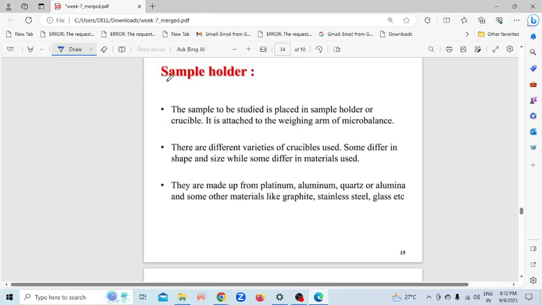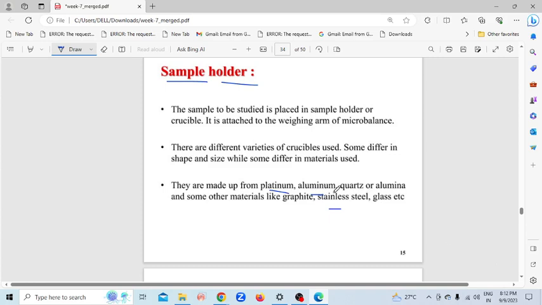Next, the sample holder. Sample holders are generally crucibles. We need to select the crucible according to our sample, its chemical nature and also the working temperature. Decomposition temperature should also be considered. According to that, there are different types of crucible like platinum, aluminum, quartz, and sometimes stainless steel or graphite.